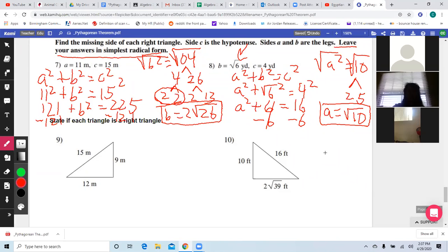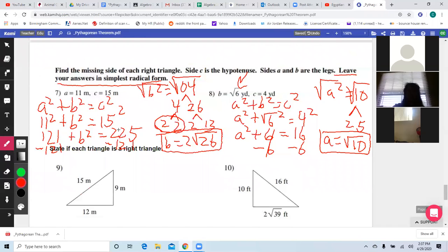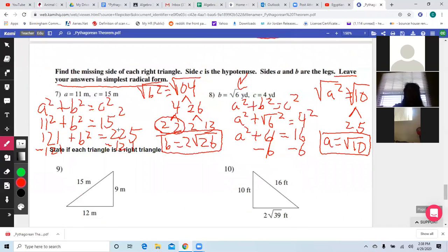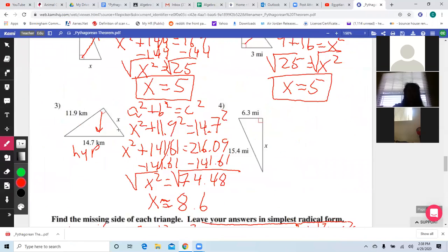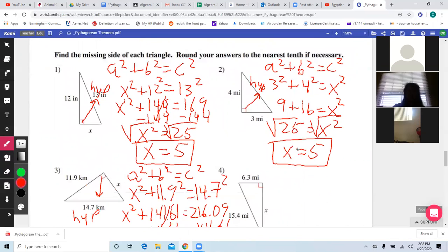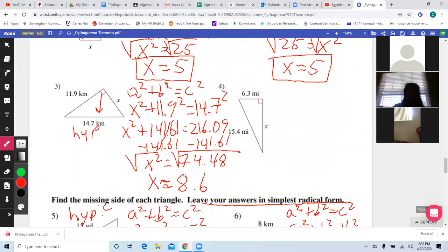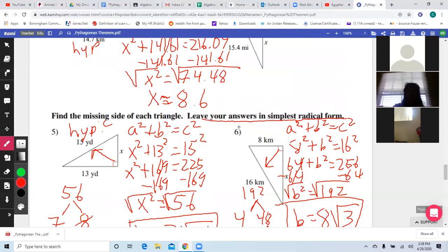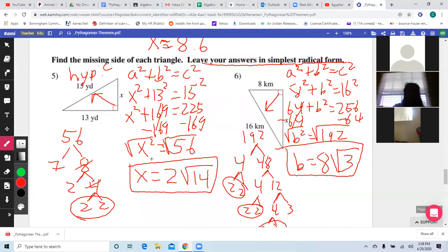Okay, so before we move on for the last couple of problems, I want you to make sure that when you do the homework, you do this correctly. So if the directions say round your answers to the nearest tenth if necessary, when you take the square root, you could just put it into the calculator to get your answer here. However, if it says leave your answers in simplest radical form, you need to go ahead and do the factor tree to figure out what the answer is.